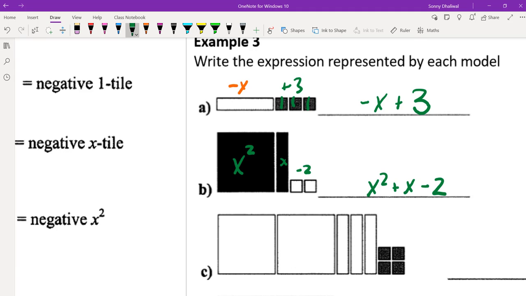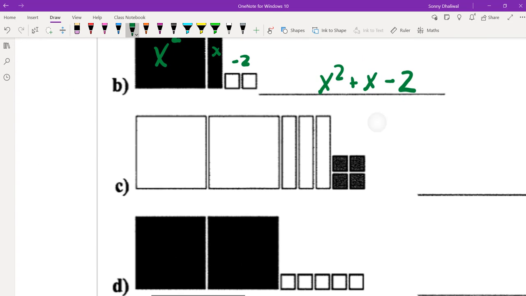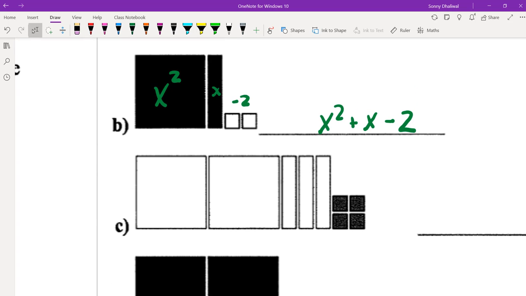How do you know if it's minus? If it's white. It just automatically makes it minus. Okay. All right, Hannah, me and you, next one. Big squares, what are those? They're negative x squared. So we have 2 of them all together. So that makes negative 2x squared.